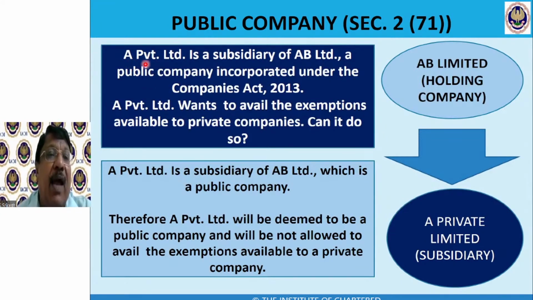See, a private limited company will have in its name the word private, whereas a public limited company will not have anything. It will have only the word limited. The word private will not be there. Public will not be there. Only AB Limited. So if you don't see the word private in the name of a company, it is a public company. Whereas if the word private is there, it is a private company. So A Private Limited is a subsidiary of AB Limited, a public company incorporated under the Companies Act 2013. A Private Limited wants to avail the exemptions available to a private company. Can it do so? AB Limited is the holding company. A is the subsidiary. A Private Limited is a subsidiary of AB Limited, which is a public company. Therefore, A will be deemed to be a public company and cannot avail the exemption, right?